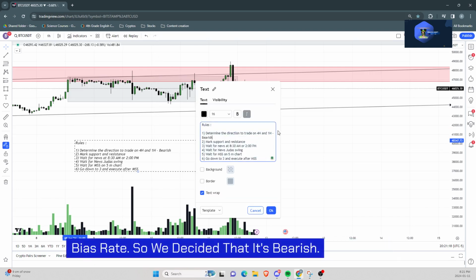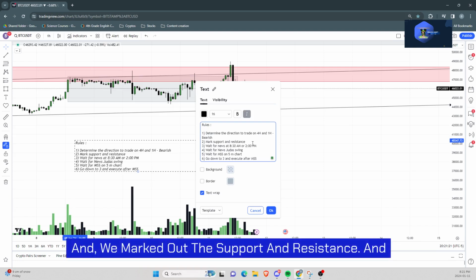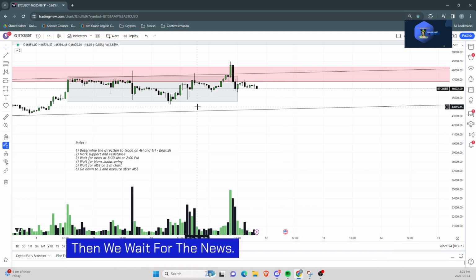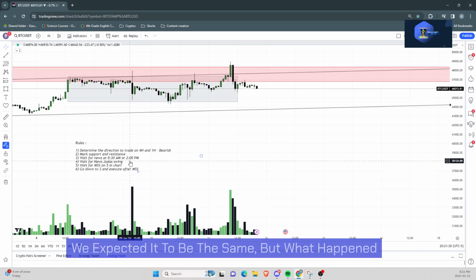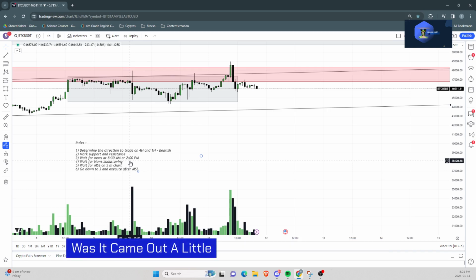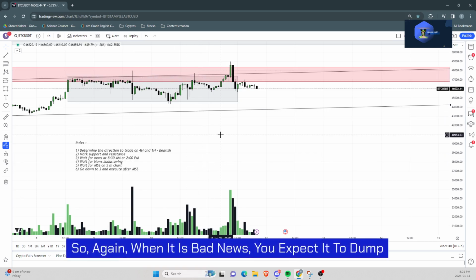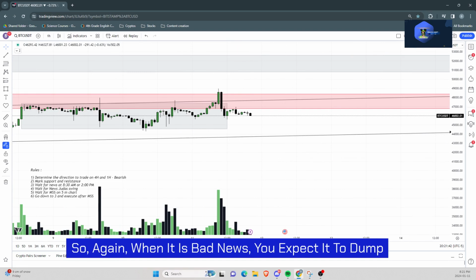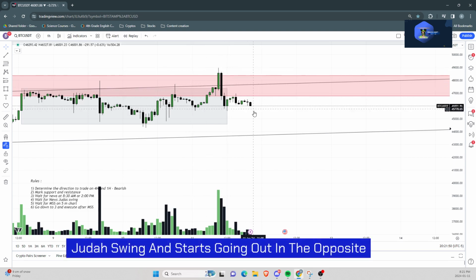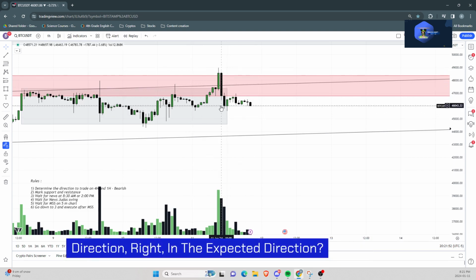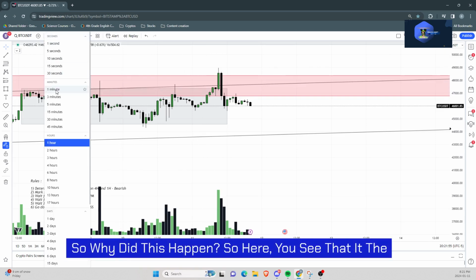So we decided that it's bearish, and we marked out the support and resistance, and then we wait for the news. The news was that the CPI numbers came in hot, and we expected it to be the same. But what happened was it came out a little bit higher than what was expected, which is bad news, right? So again, when it is bad news, you expect it to dump or retrace. But what happens? It goes up, does a Judas swing, and starts going out in the opposite direction, in the expected direction. So why did this happen?